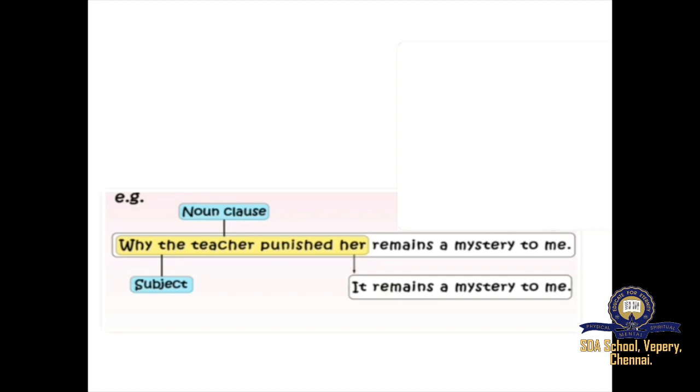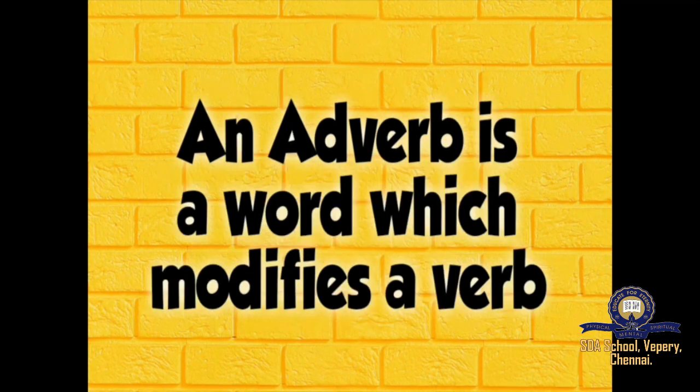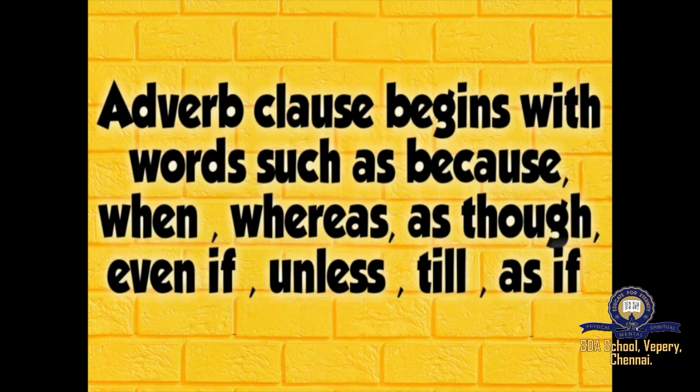Now let's move on to the adverb clause. Before that, let's see what an adverb is. An adverb is a word which modifies a verb. Now let's see what an adverb clause is. An adverb clause begins with words such as because, when, whereas, as though, even if, unless, till, as if.